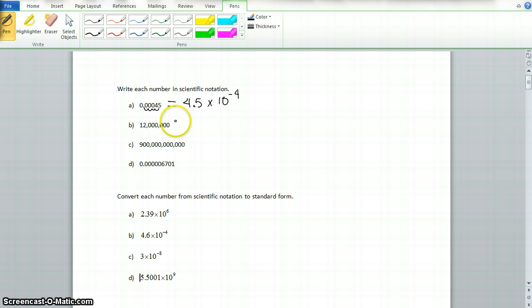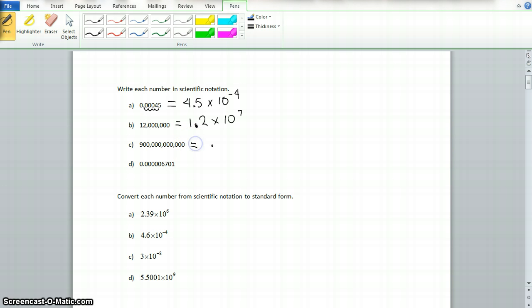Okay, let's look at part B. Part B, that's 12 million. So the non-zero digits are the 1 and the 2. So we're going to make it 1.2 times 10. My decimal point is here. So 1, 2, 3, 4, 5, 6, 7. Positive 7, because it's a large number. It's not a small decimal number.